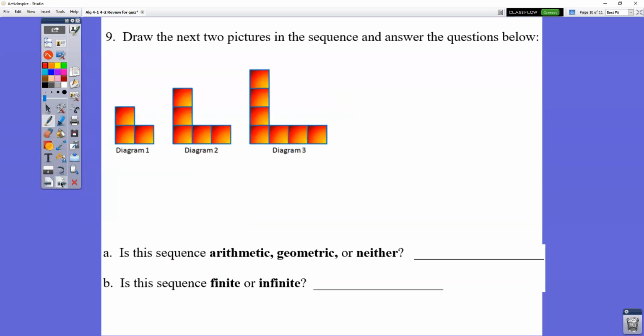Take a look at question number 9. In question number 9, draw the next 2 pictures in the sequence. So we need diagram 4 and we need diagram 5. And then answer the 2 questions. Is it arithmetic, geometric, or neither? And is it finite or is it infinite? Go ahead and do question number 9, please.